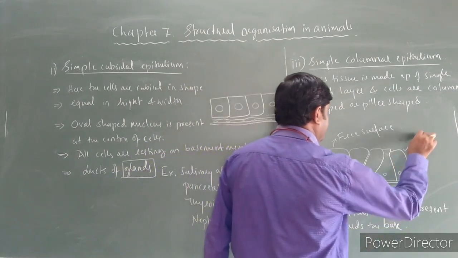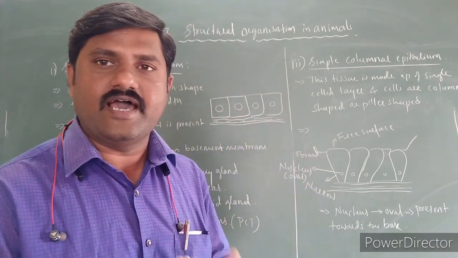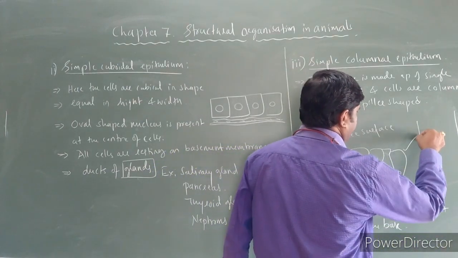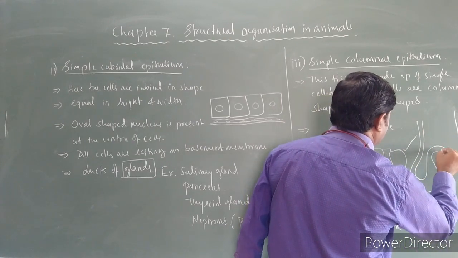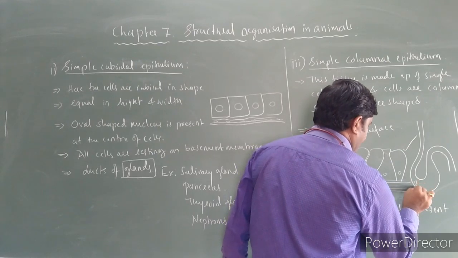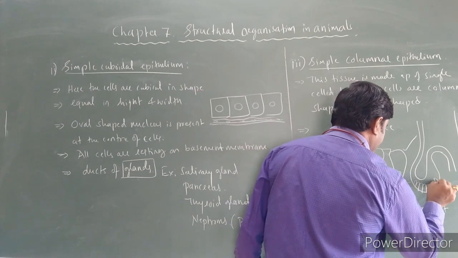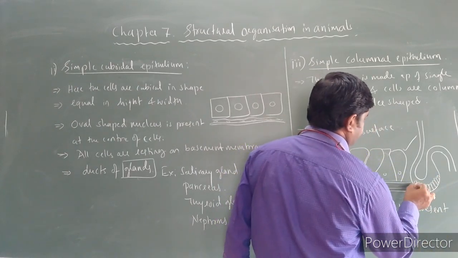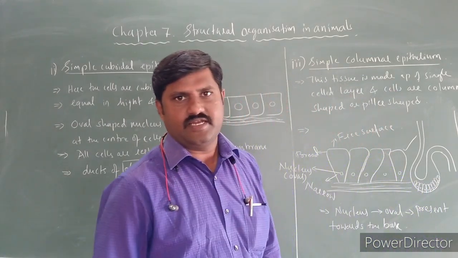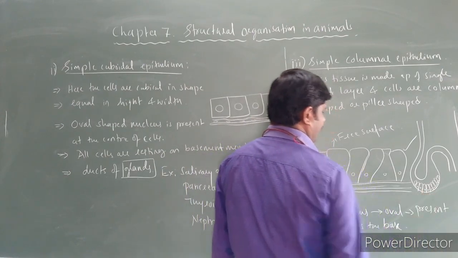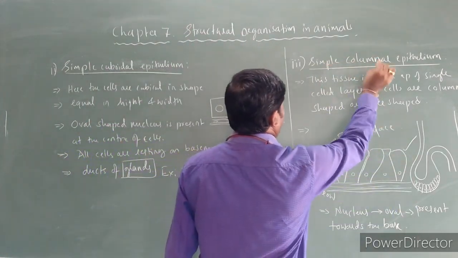This kind of tissue is called a simple columnar epithelium. Simple columnar epithelium makes the lining of the stomach. Already I have shown you the J-shaped stomach. The internal lining of the stomach is made of columnar epithelium. Even the intestine is lined by this columnar epithelium. So this is simple columnar epithelium.